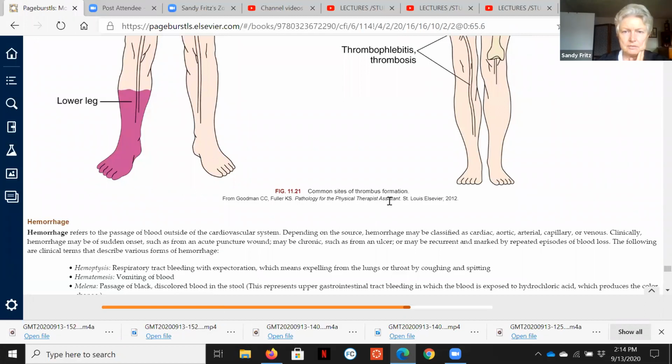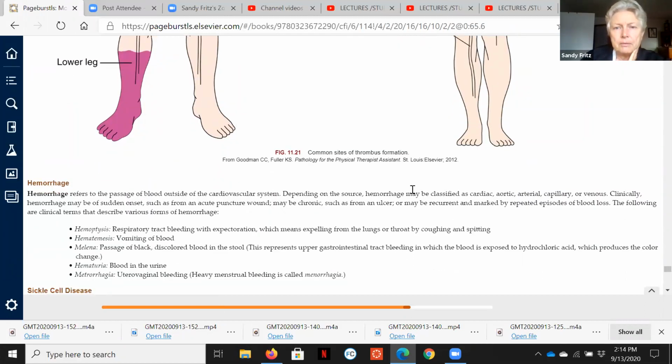So, common sites for a clot. The blood gets thick and it acts like a big plug, and so we want to be careful of that. There are also conditions where the blood will not clot, or there's just too much blood being expelled, and that would be a hemorrhage.